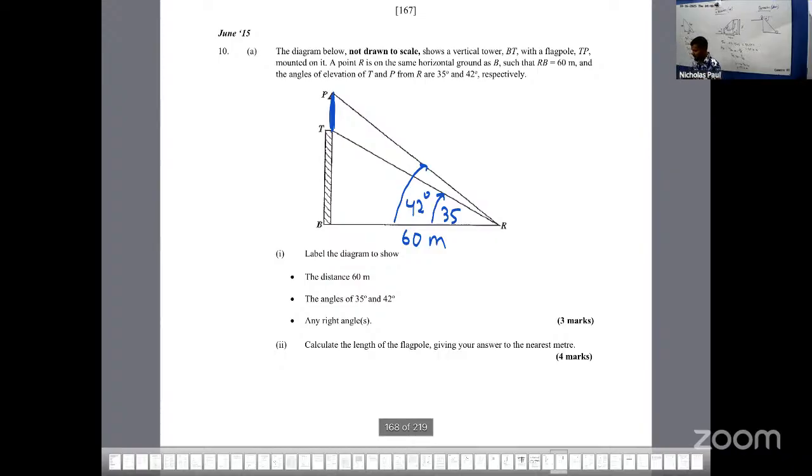How do we get in? Really and truly, we need to find this small part here. You have to get the big length, that's TB, and the smaller length here, which is TB, and minus them. When you minus them, that will give you PT. That's okay? The triangles that have two of them are two right angle triangles.